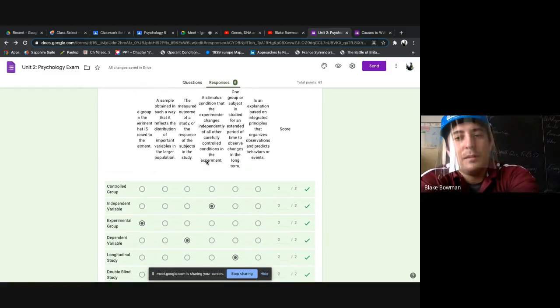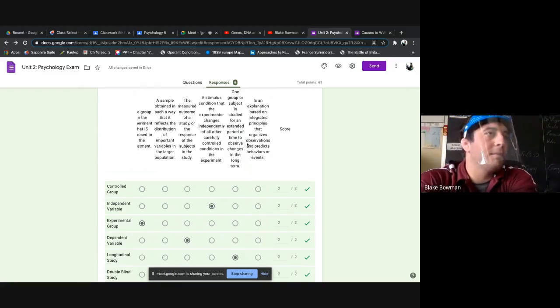One group or subject is studied for an extended period of time to observe changes in the long term. That's a longitudinal study, right? So we know that as being a long, intensive study, time expensive, but you're gathering the results, the observations.